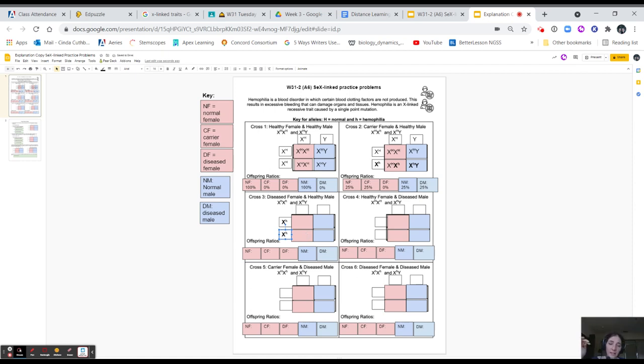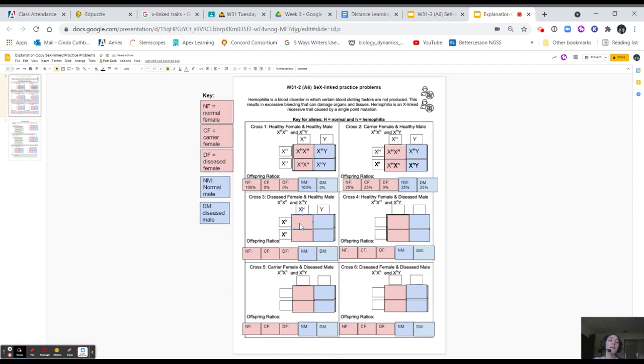Well, in the cross up above, I said she was a diseased female, and I even gave you her genotype, X little h, X little h. Now, it's a healthy male, so he is going to be X with a big H. So I want to make sure that I get that in there correctly. So just take your time on these, don't rush. So he's X big H, and of course, since he's male, he's going to have a Y.